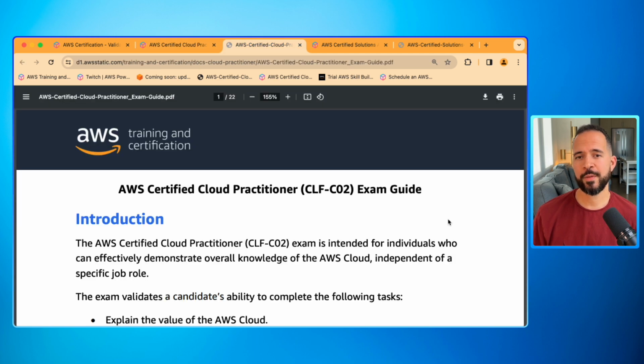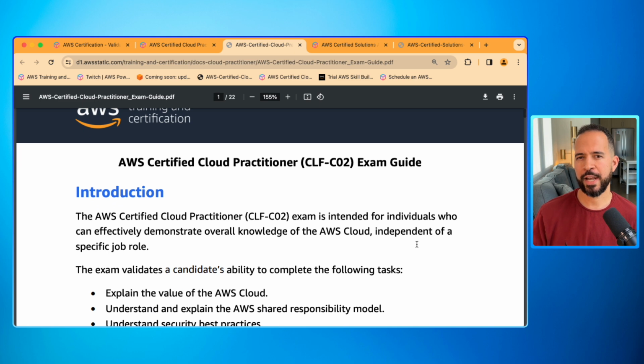As with all AWS certifications, I recommend downloading and reviewing the exam guide, which is what I have pulled up now. The exam guide is going to go over everything you need to know to prepare for your Cloud Practitioner certification exam. The exam guide goes a lot deeper than the landing page we just came from. So I'll kind of go through this now to hit a couple of highlights.